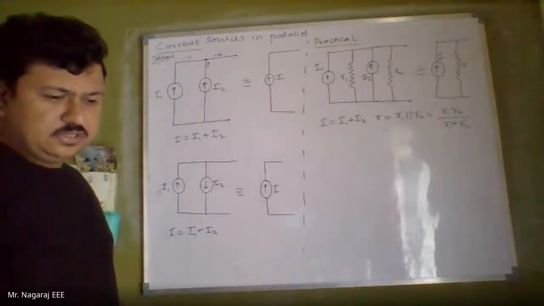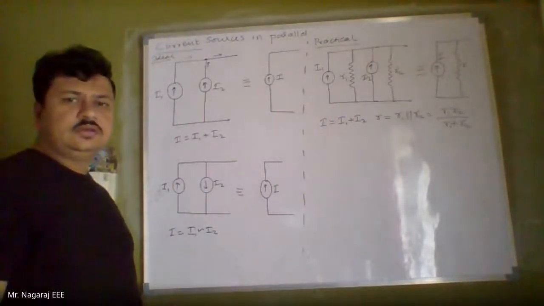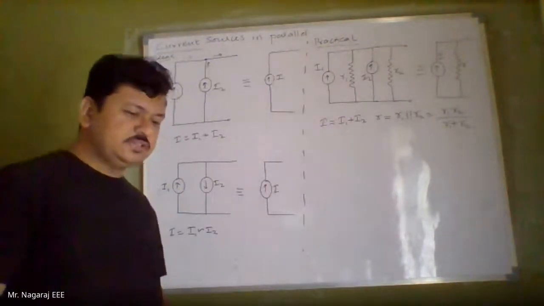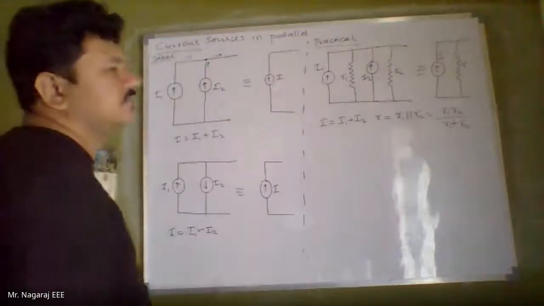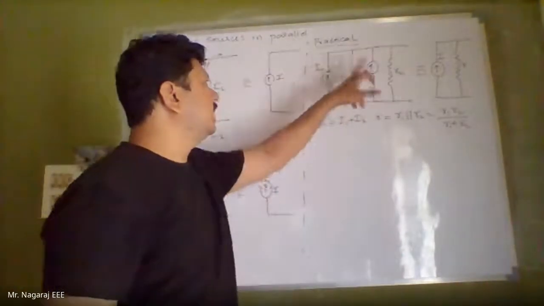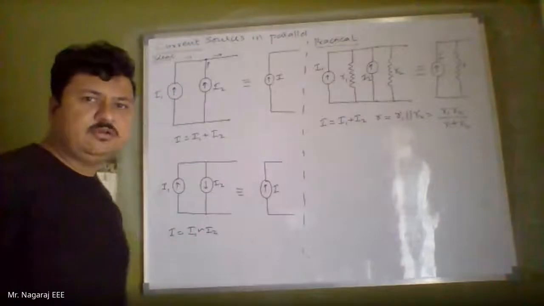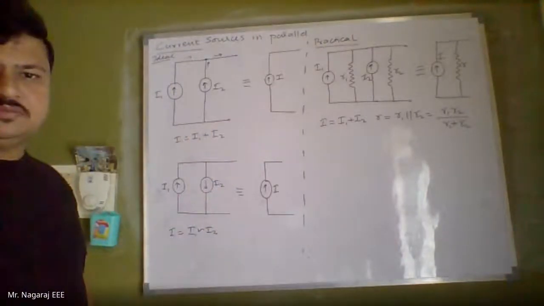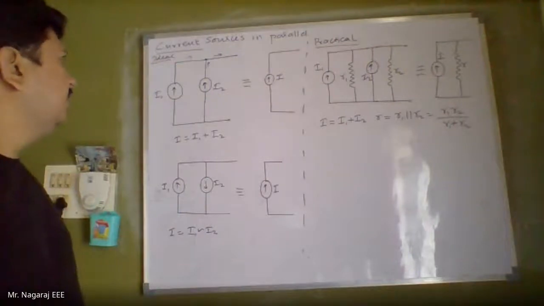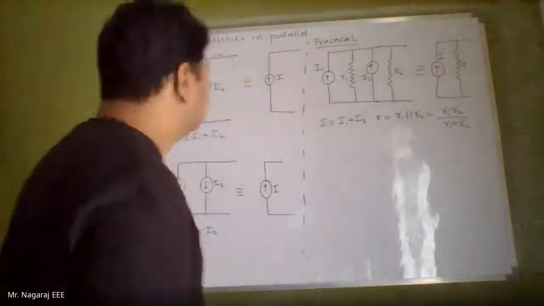Now these are the source connections. I will not go for the difference of currents. If this is opposite, it is I1 minus I2 or I2 minus I1, but R1 parallel R2 will remain the same. It won't change.